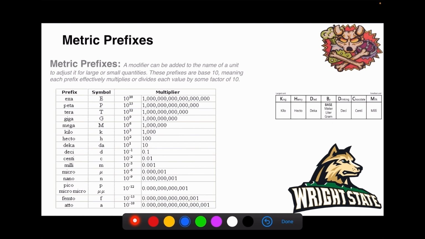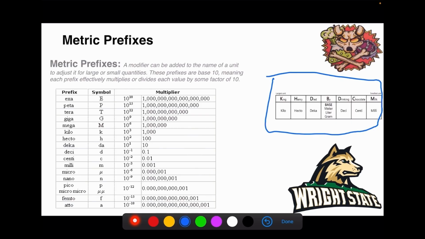There is a memory hook that you've probably heard before. That is, King Henry died by drinking chocolate milk. You can use this to easily convert between the most common units, these 6. That is 1,000 times more and 1,000 times less than our base unit.